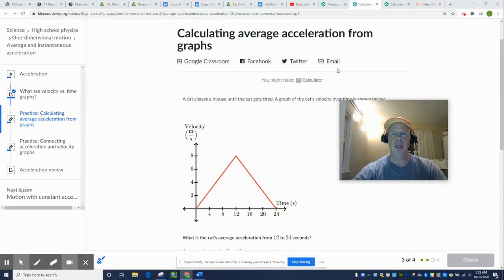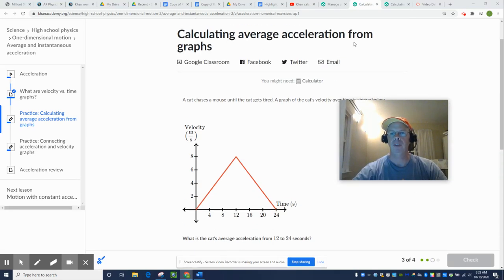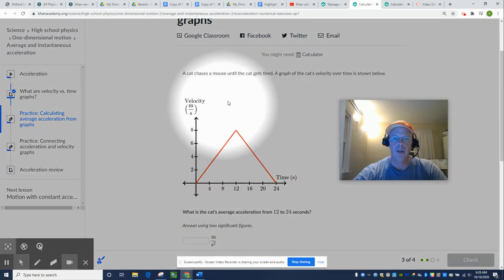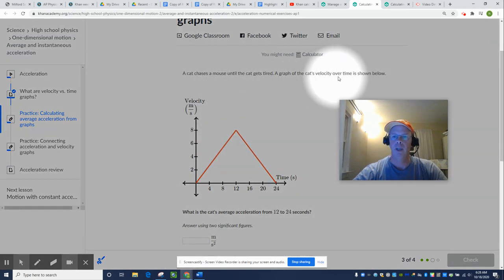I'd like to do a Khan Academy problem from calculating average acceleration from graphs. So we have a cat chasing a mouse until the cat gets tired. A graph of the cat's velocity over time is shown below. Okay, so we start at 0 meters per second, accelerate for 12 seconds up to 8 meters per second. That's super fast. And then gently decelerate from 8 meters per second down to 0.